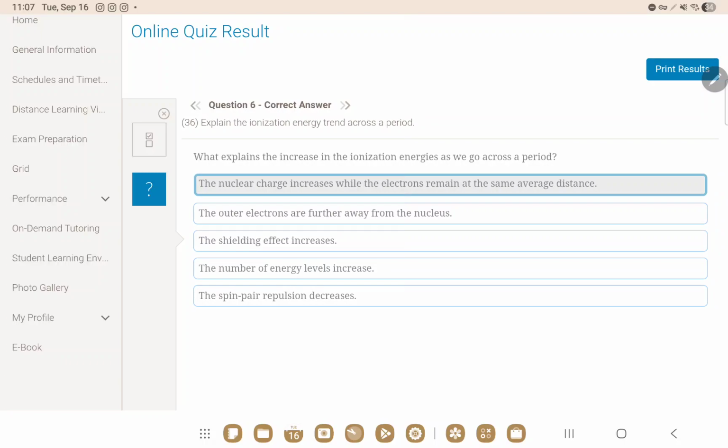Now, why does the ionization energy increase as we go across a period? We said nuclear charge will increase and the electrons remain at almost the same distance because we don't have any different shielding effect. Electrons are not farther away from the nucleus as we go across a period. They end at the same orbital. The shielding effect increases? No, it stays the same. Number of energy levels? No, same N, which is energy levels. Spin pair repulsion decreases? No, it has nothing to do with it. Moving on.